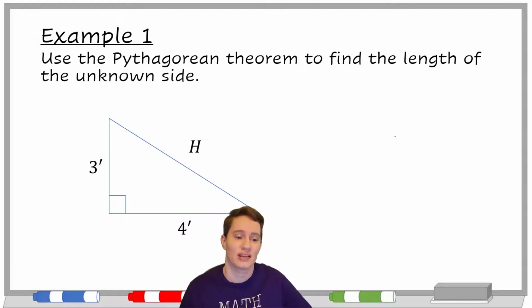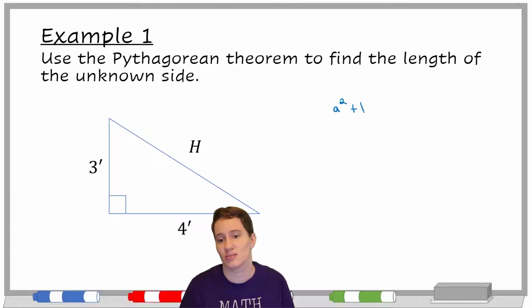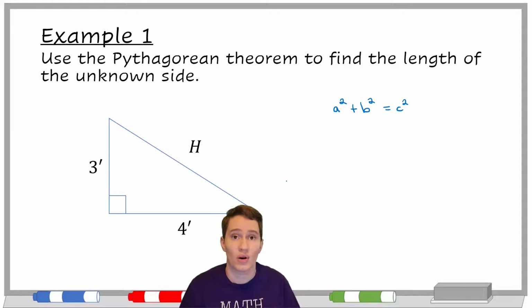So this is saying that we have a right triangle. We know it's a right triangle because of the box in one corner. This right triangle has a leg that is 3 feet long and another leg that is 4 feet long. What we don't know right now is how long the hypotenuse is. But because this is a right triangle, it has to be true that a squared plus b squared equals c squared. So what are a, b, and c in this situation?